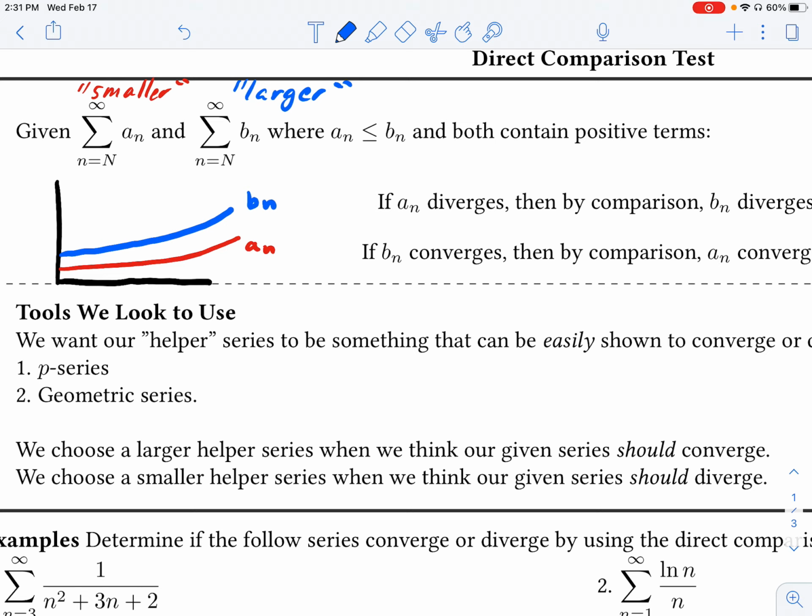Now, what if we were to flip this around? What if B sub n, which is again our larger series, converges? Well, what does that then tell you about A sub n? If your larger series is converging, then A sub n also must do the same. A sub n must also converge.